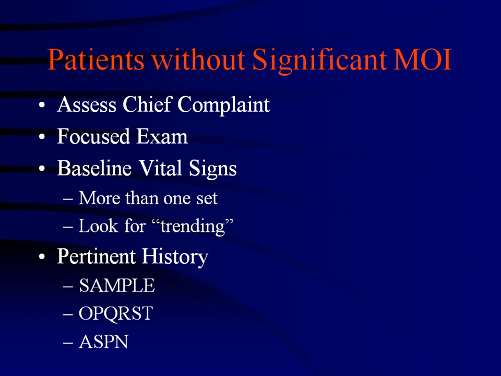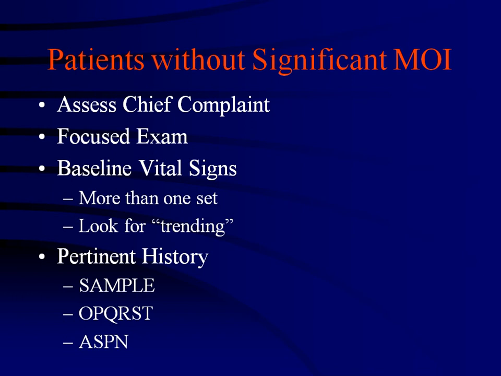All right. Patients without a significant mechanism of injury. Again, you want to check the chief complaint. Listen to them. Why did you call me? You might want to do a focused exam, baseline vital signs. We talked about that. And you dang sure want to do this stuff right here. Okay? You want to do the SAMPLE history. Again, S is signs and symptoms, A is allergies, M is medications, P is past pertinent history, L is last oral intake or menstrual cycle, E is events.